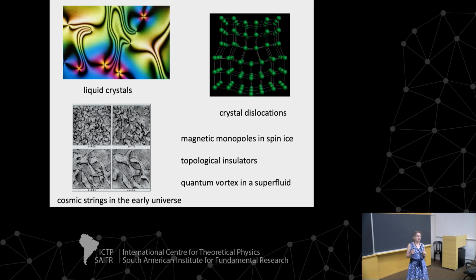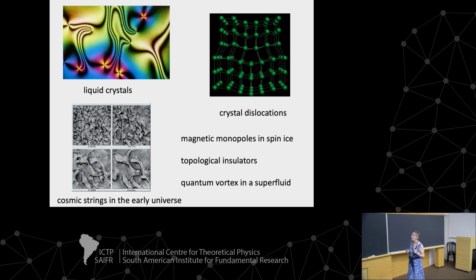Of course, these topological defects are all over the place. Dislocations in crystals are topological defects. Vortices and superfluids are topological defects. Everyone's really worried about cosmic strings in the early universe. Those are topological defects. And now we're going to see them in biology, okay? They're all over the place in physics. Now we're going to, in a couple of lectures, see them in biology.